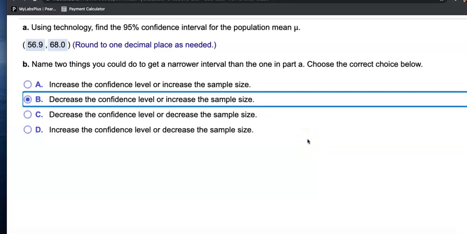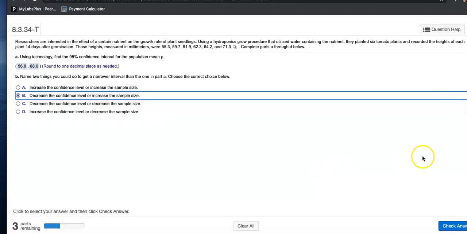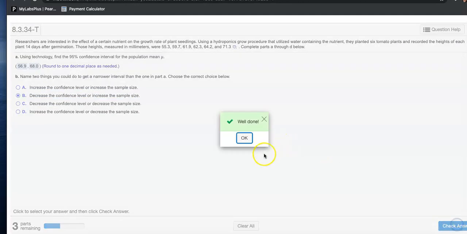So if you want to narrow the interval, then you're probably going to have to go down on the confidence level a little bit. But what else can you do? You can increase the sample size, if you don't want to compromise the confidence level.